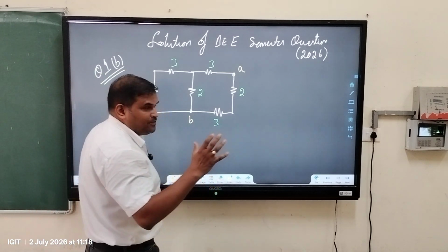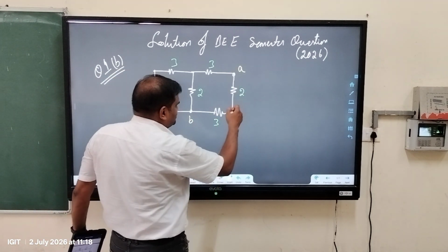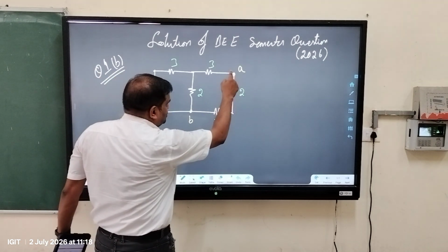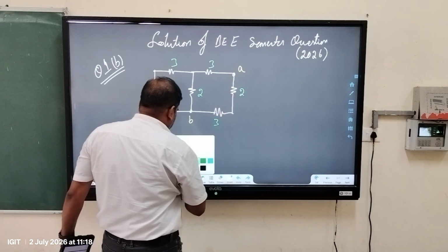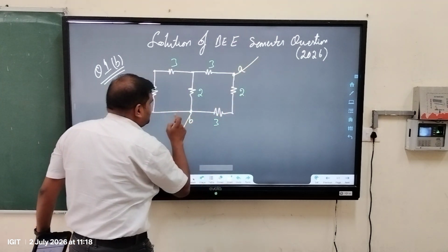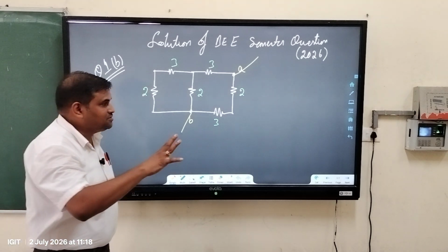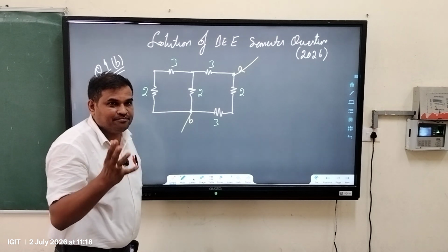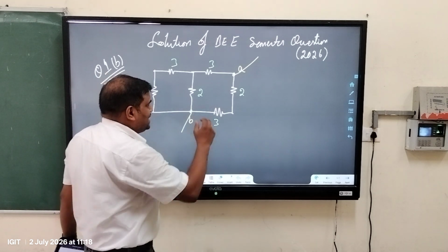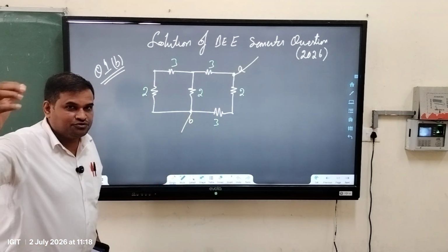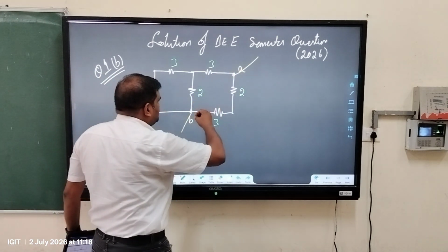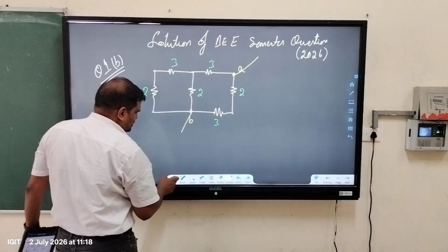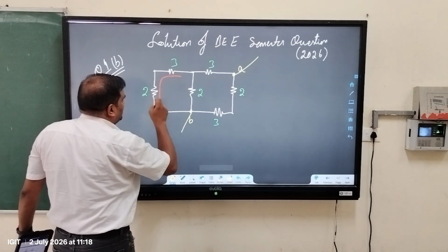If the examiner would have asked A and B as this node, you could have easily solved it. But here the examiner has asked the nodes between this point, that is A, and another is B. So you have to split these resistors, or you have to add the series and parallel combination of the resistors such that A and B will be taken out. If you take out the points A and B, you will find that these are the resistors which are in series, right? You can see that these two are in series.